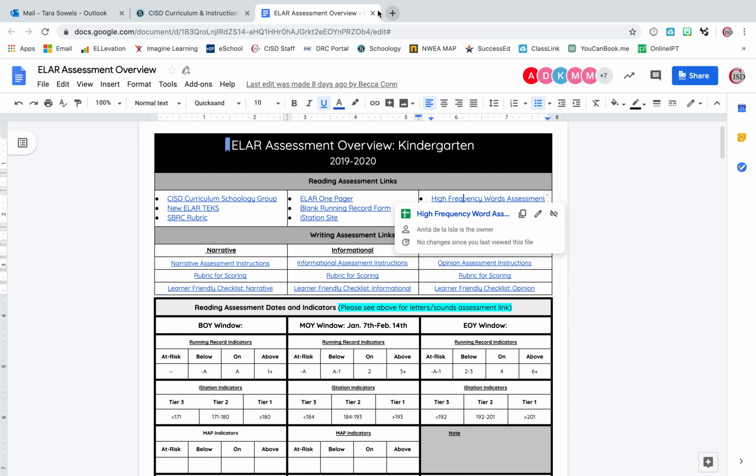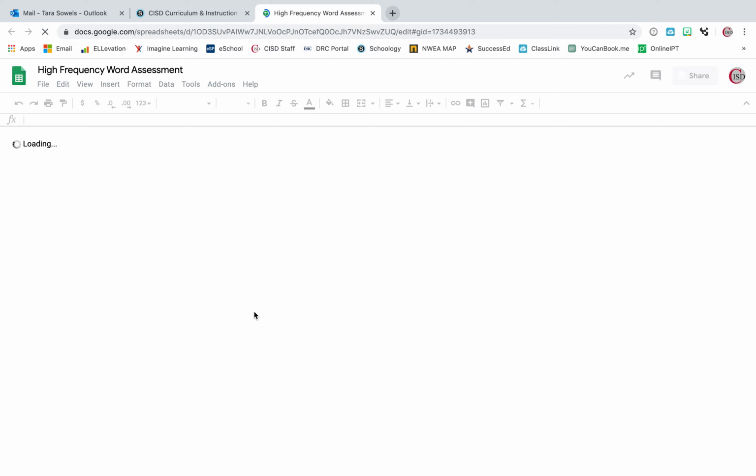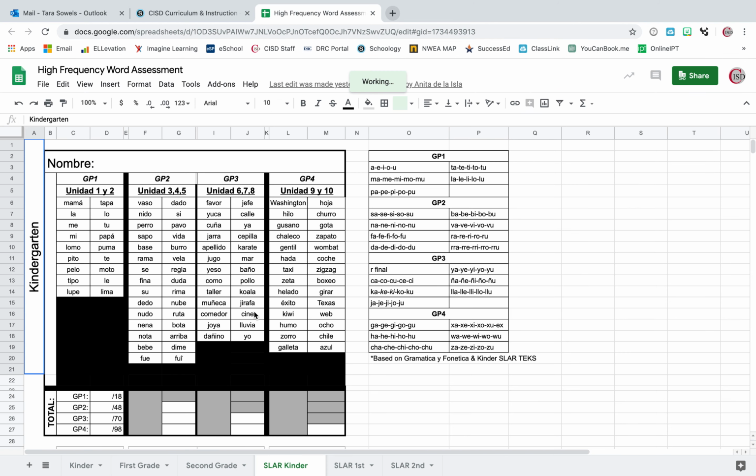Okay, so that is the only thing right now on this page that's for Spanish language arts. Going back to the Spanish literacy landing page, the Phonics Timeline will also take you straight to that high frequency words assessment. I just titled it Phonics Timeline because it does kind of break down the timeline of when we're teaching which syllables during what time of the year.